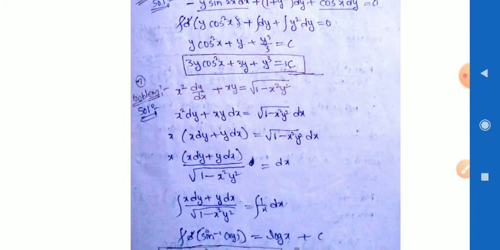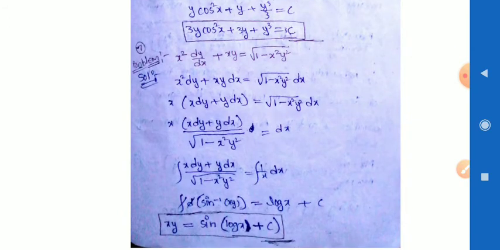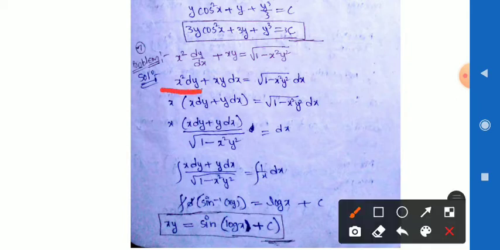Now another problem, number 7, is given. Solve x square dy by dx plus xy is equal to under root of (1 minus x square y square). By simplification, we get x square dy plus xy dx is equal to under root of (1 minus x square y square) dx. Taking x as common, we get x into (x dy plus y dx) is equal to under root of (1 minus x square y square) dx.